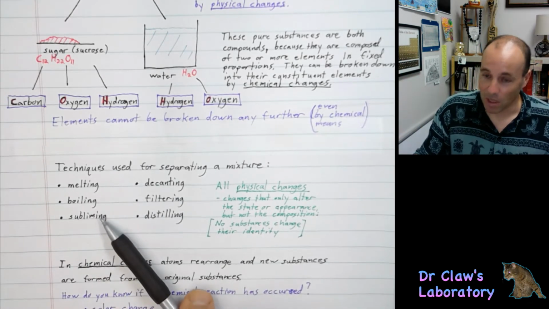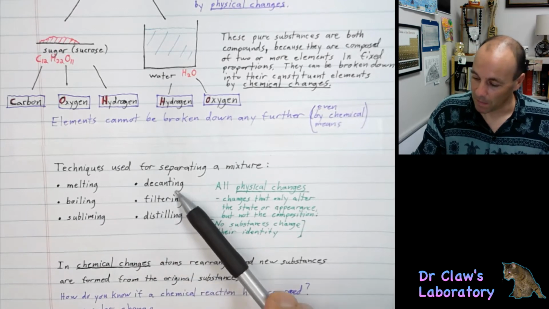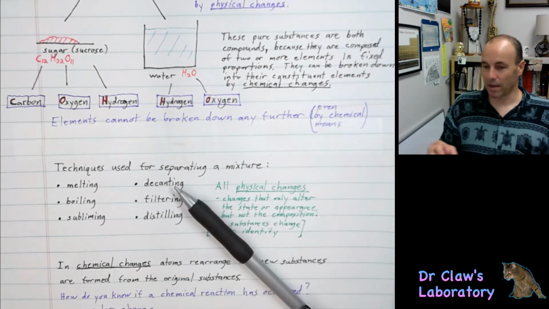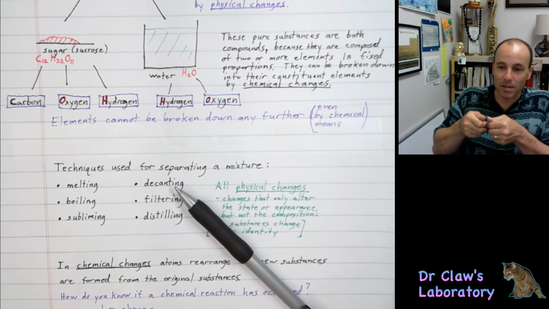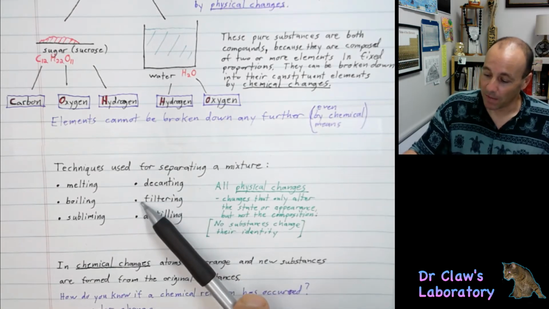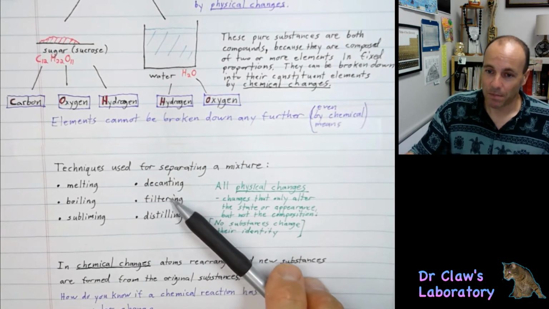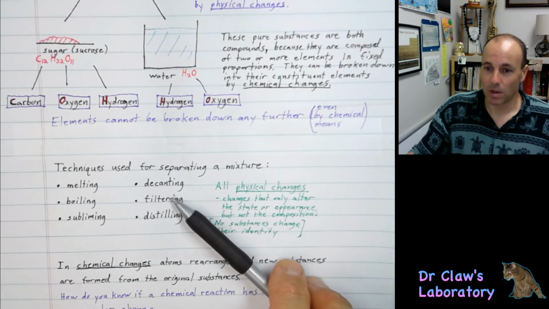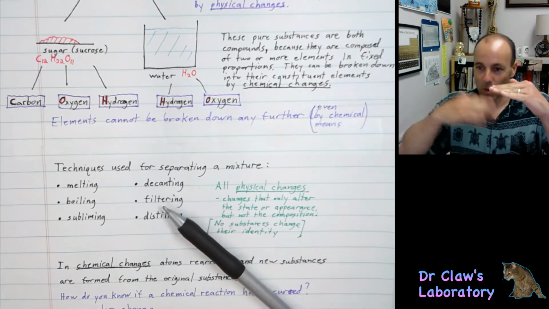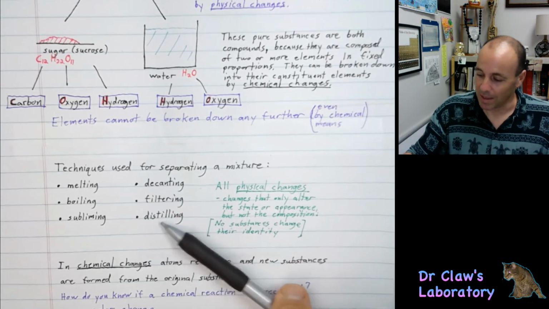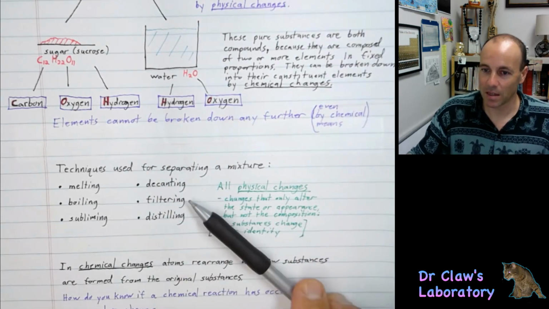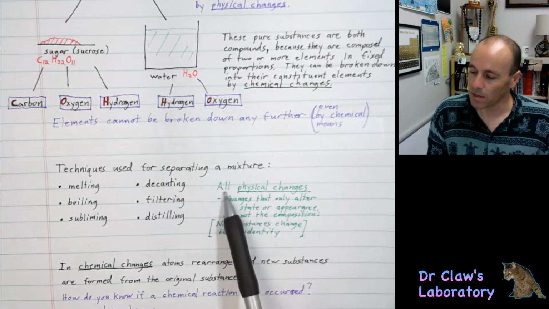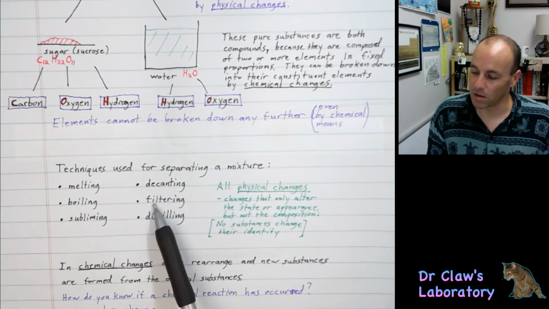Maybe you can do sublimation. Maybe you can decant. You ever have red wine that's got sediment in there and you want to pour out the wine, but you want to keep the sediment in there? You just slowly pour it out. It's called decanting. If you have mud water, you can pour it through a filter paper. That would trap the mud onto the paper, and the water would pass through. You can distill. So lots of techniques for separating a mixture. These are all examples of physical changes.